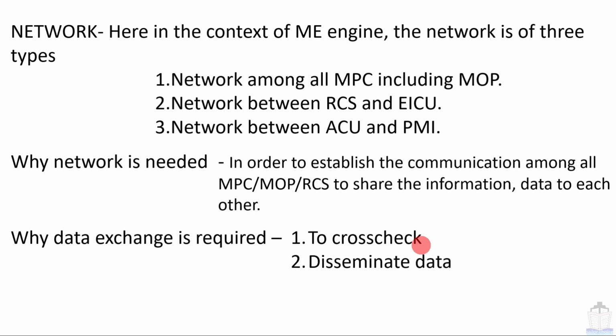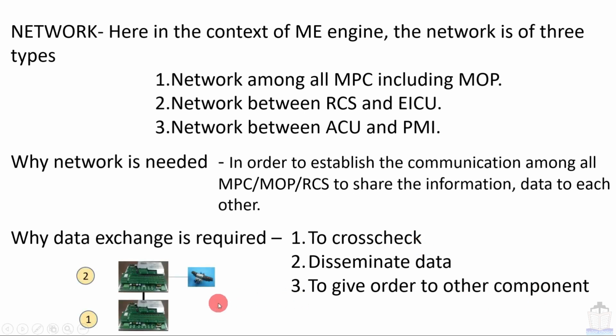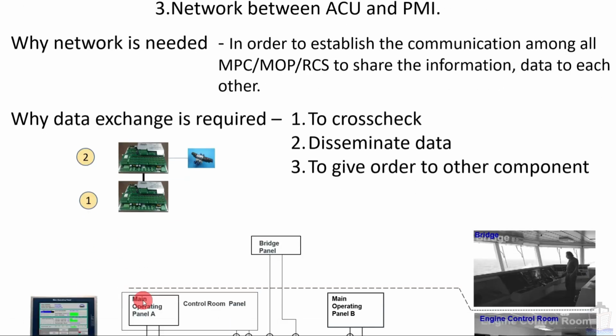Next, disseminate data. That means if data received by one MPC needs to be sent to other MPC, then it can be sent with the help of network cable. To give orders to other components, this we can understand with this simple diagram. Suppose this is a solenoid valve which is connected with number 2 MPC, but I want to give command through number 1 MPC, then I can give it through the network cable.